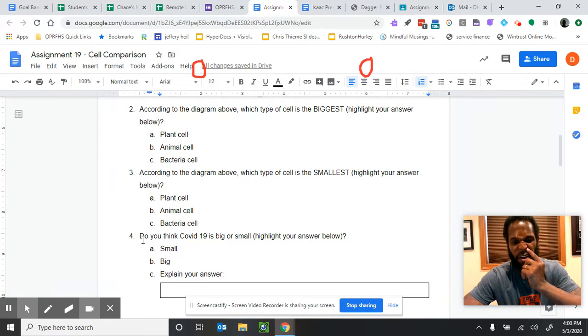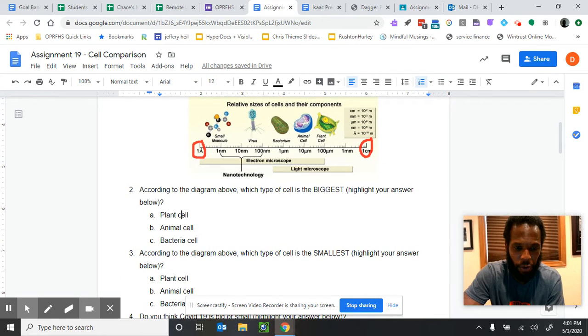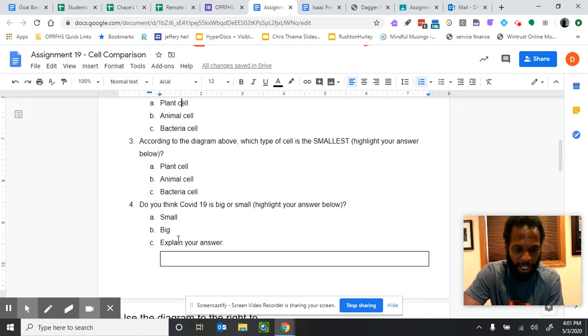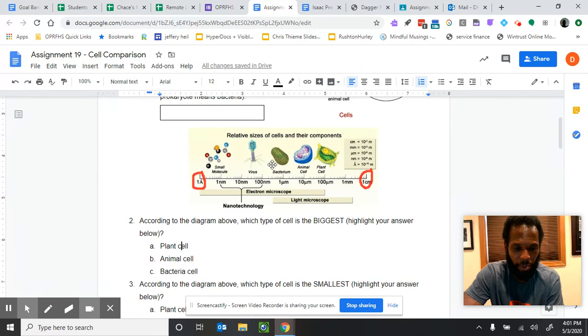Question 4. Do you think COVID-19, which is the coronavirus, is big or small? Highlight your answer below. So if you look at the diagram up here again, we have plant cells, animal cells, bacteria, and we have viruses right here. So is a coronavirus small or large? And explain your answer using information from this chart above.